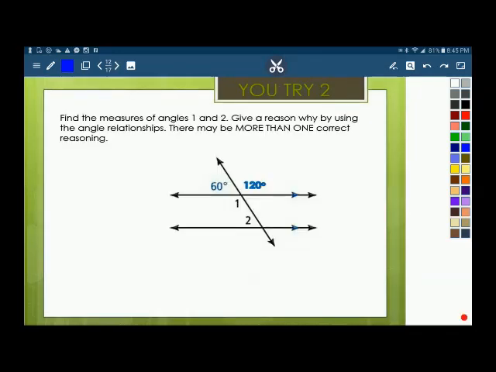So let's have you give this a try in your U-Try. It says find the measures of angle 1 and 2. Give a reason why by using the angle relationships. There may be more than one correct reasoning. Also notice that the two lines are parallel. Go ahead and give it a try.